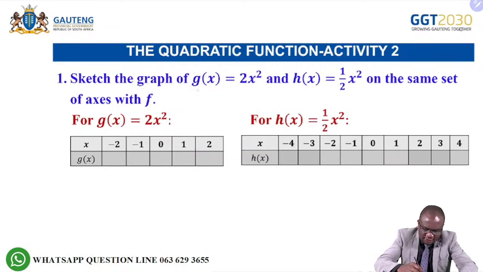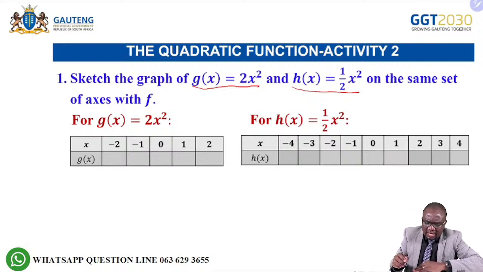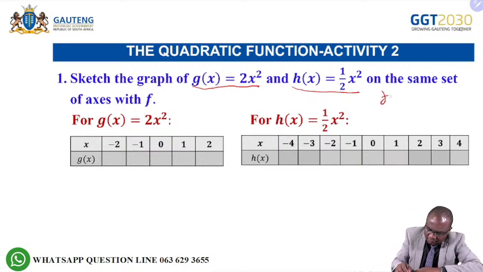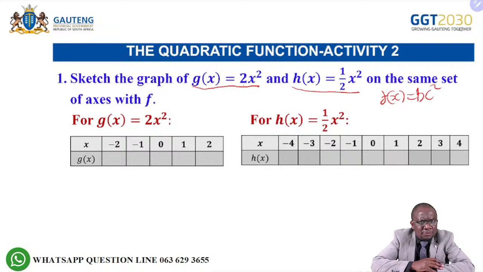Sketch the graph of g of x equals 2x squared. And then sketch the graph of h of x equals half x squared. Now our f of x is equal to x squared. What has happened to a here? Here it is 1. And then for g of x, a is 2. So a is increased. We want to see what happens if a increases.